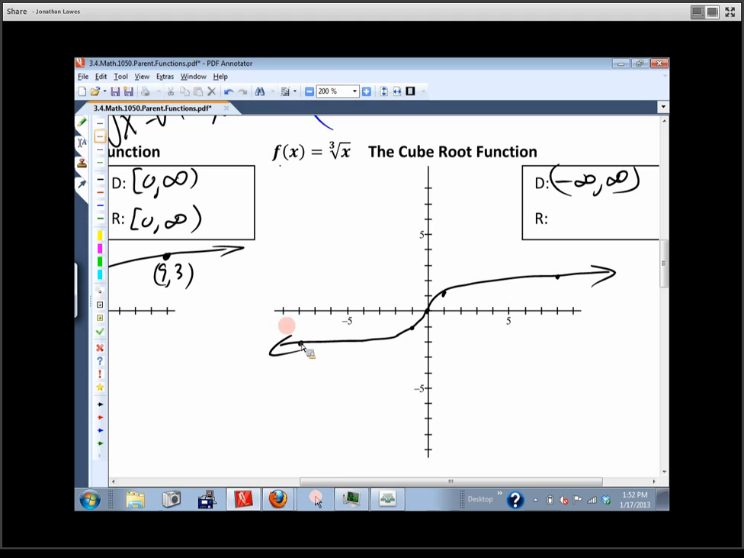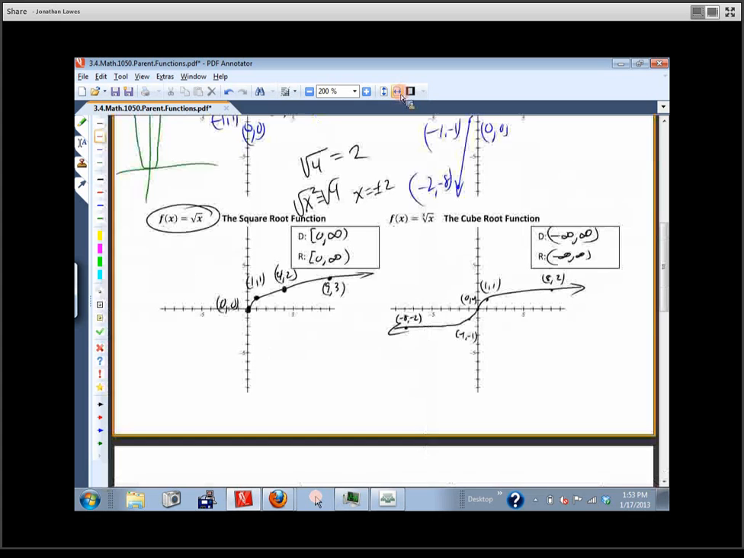And I'm going to label a couple of these: negative 8, negative 2, negative 1, 0, 0 of course, 1, 1, and 8, 2. And notice that the x-coordinate, once I plug it in, the y-coordinate is just the cube root of whatever the x-coordinate is. So what's the range? Negative infinity to infinity.